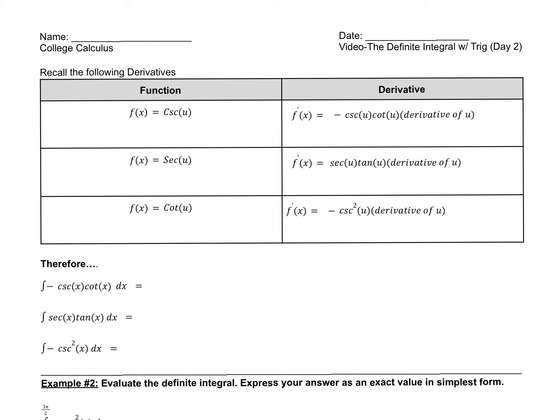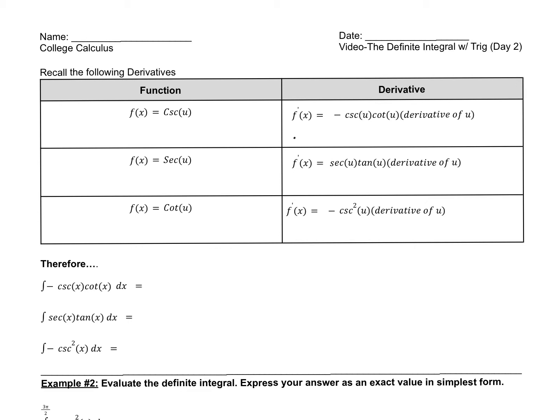Hi everyone. In today's lesson, we're going to talk more about the definite integral with trigonometry. Today we'll focus on three more integrations with trig. So let's recall the derivative of cosecant of u. The derivative f prime we know is negative cosecant of u times cotangent of u times the derivative of u, or the derivative of the inside.